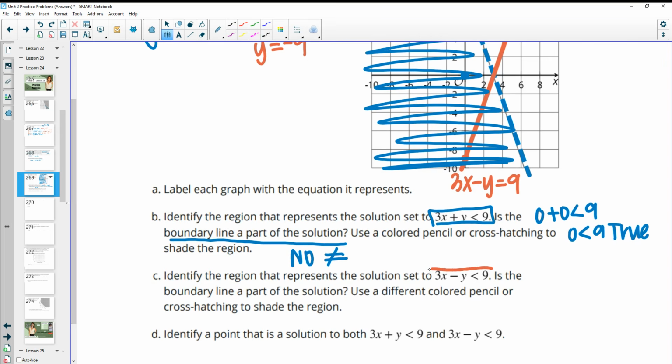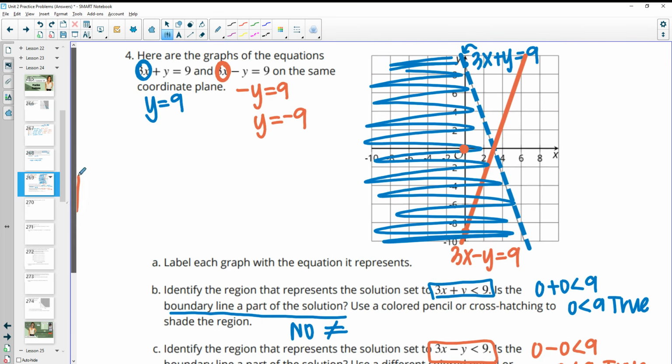So now we've got 3x minus y is less than 9. I'm still going to plug in 0, 0. So 0 minus 0 is less than 9. 0 is less than 9 is true. So now when we're looking at the orange line, 0, 0 is part of the shading. So we're going to shade above that orange line. All of this above that orange line is shaded.